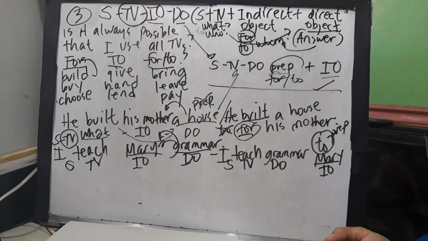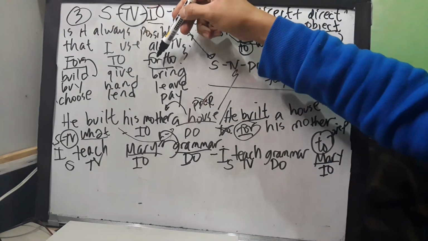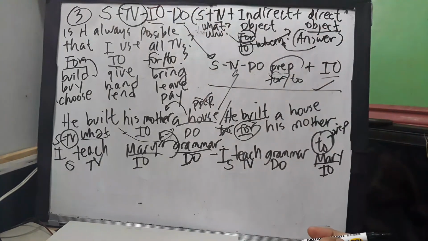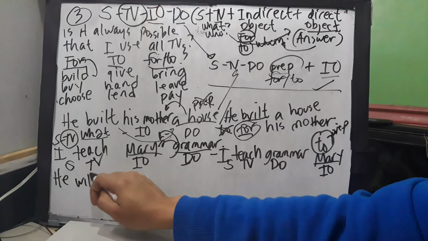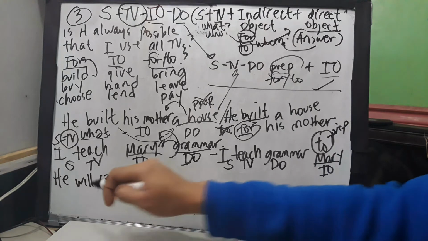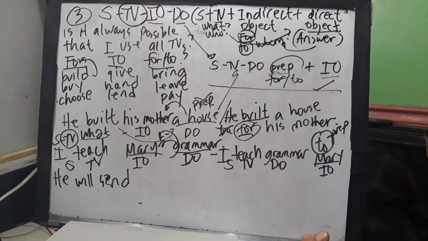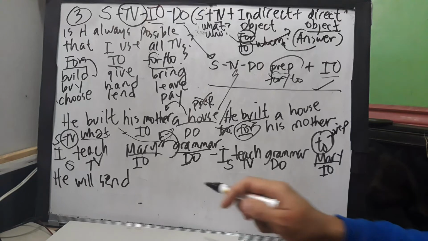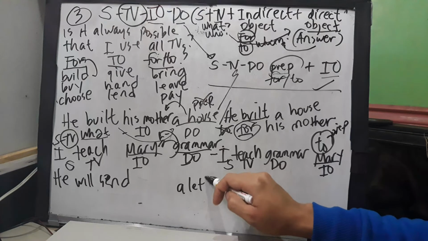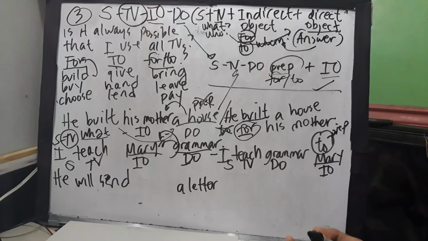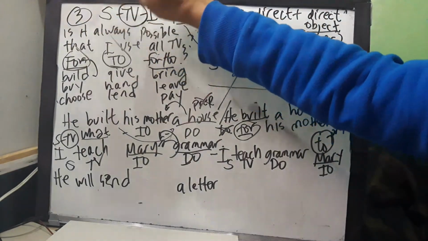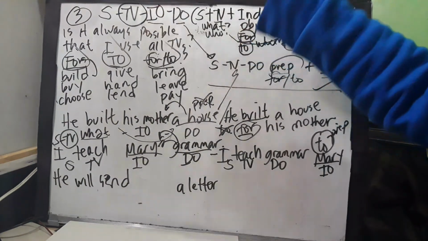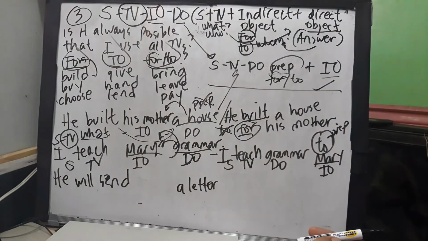How about using either for or to? So it could be like this. He will send. What will he send? He will send a letter. Teacher, which should I use? Is it for him or to him? Then send falls under either for whom or to him.